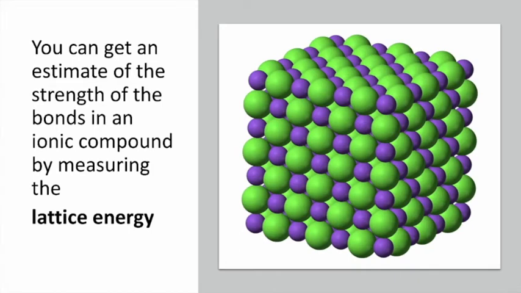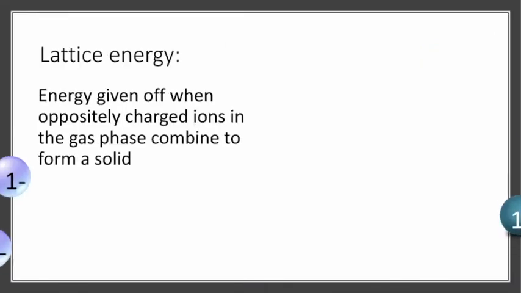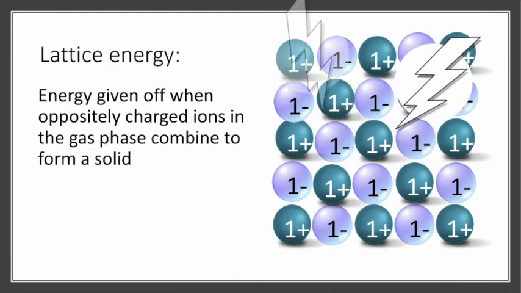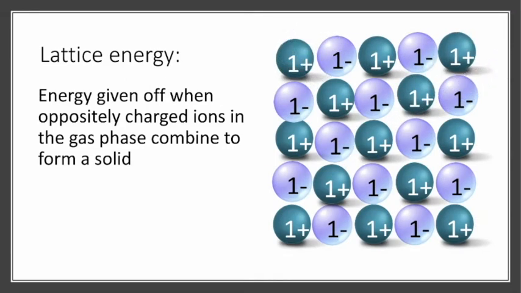Now let's talk about energy, which is very closely related to force. Energy is important when you're talking about the formation of ionic compounds. It's also related to the forces that combine to pull these ions together and to the strength of the ionic bond. You can get an estimate of the strength of the bonds in ionic compounds by measuring the lattice energy. This is the energy that's given off when oppositely charged ions in the gas phase combine to form a solid.